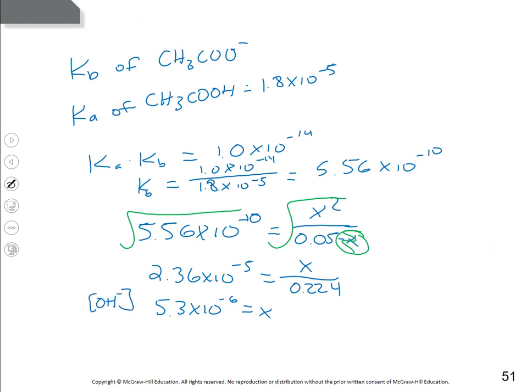So now how do I find pH? Negative log of that will give me pOH. So negative log of that is 5.28. Good. 14 minus that to make pH. pH is equal to 14 minus 5.28, which is 8.72.